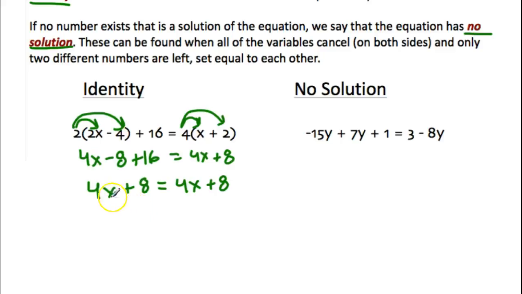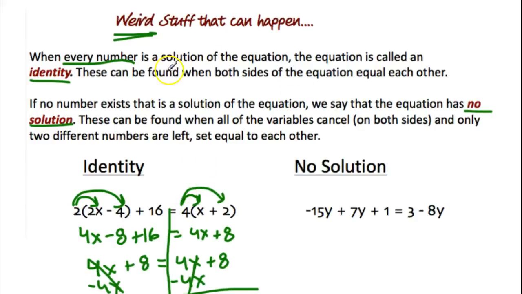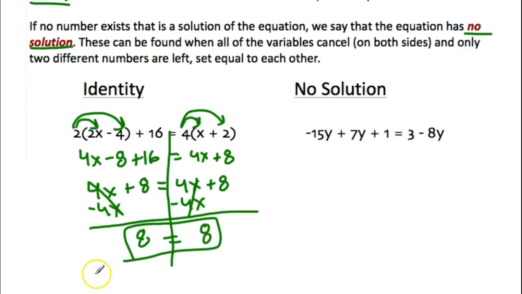And then I want to get the variables by themselves, so I can subtract this 4x from the right side and the 4x from the left side. This is where it gets weird, right? This side cancels, so I'm left with just 8. But also this side cancels as well. So I'm left with just 8. So over here it says 8 equals 8. So that's what the definition said. If you solve it and both sides of the equation equal each other, right? So something like that, that's what we call an identity. You can write that down, identity.